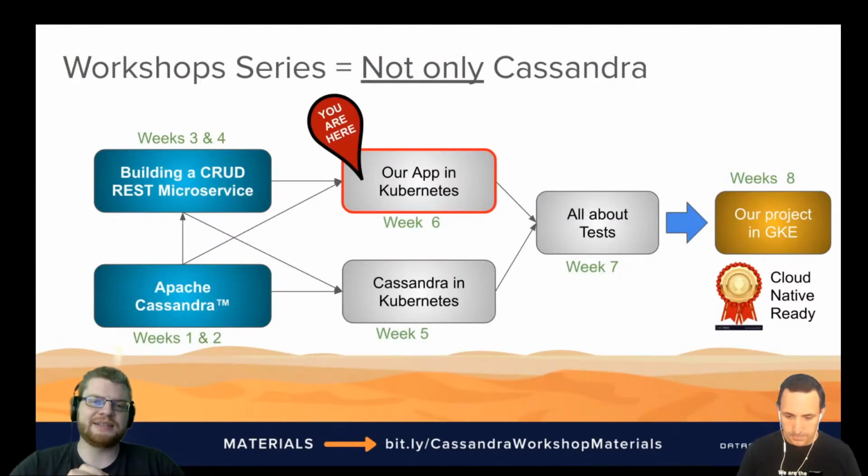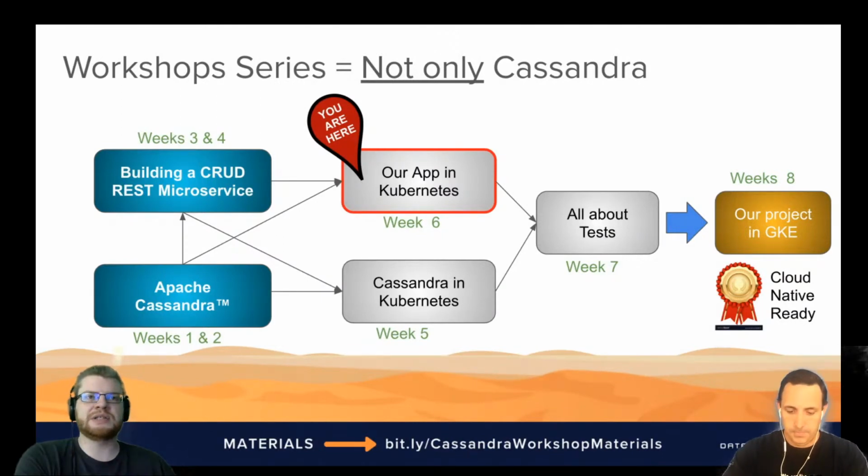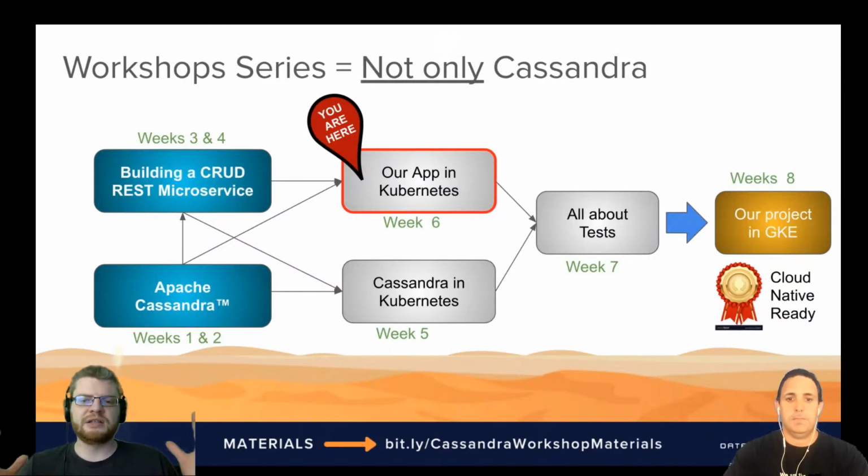So, week 6, our app in Kubernetes. Last week we covered Cassandra in Kubernetes. Now we're putting it all together and spinning up this entire thing in Kubernetes. We're going to do some Cassandra, we're going to do our application, and it's all going to be running in Kubernetes. Really cool stuff.